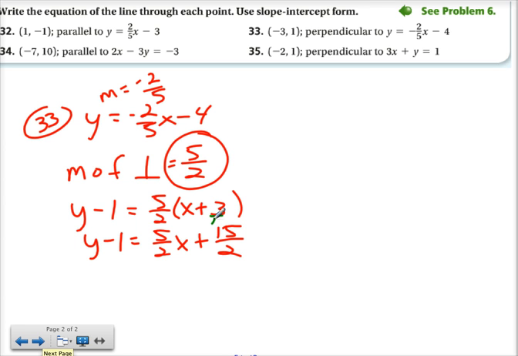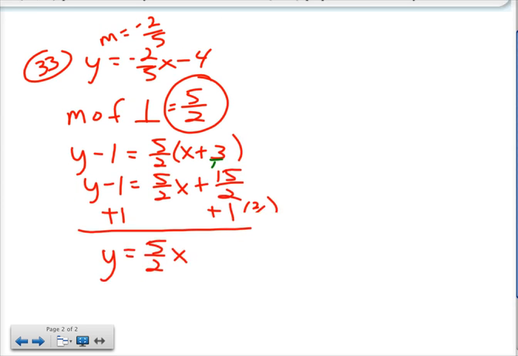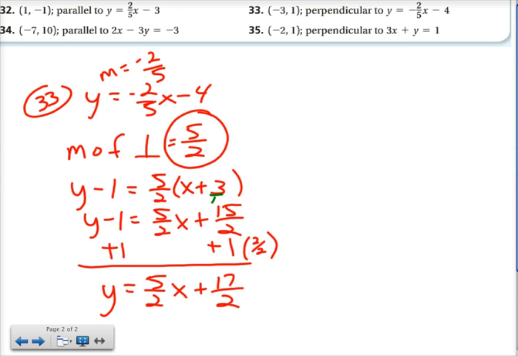And then we would go ahead and add 1 to both sides. And again, use your calculator or your noggin on the fractions. I don't care. Either one will be good. So 5/2 x, and then 15/2 plus 1. Well, 1 is the same thing as 2/2. So that will be plus 17/2 for that one. And they did say slope-intercept, so everybody should get the exact same answer on that one. There is just one unique solution when you are using the slope-intercept form.